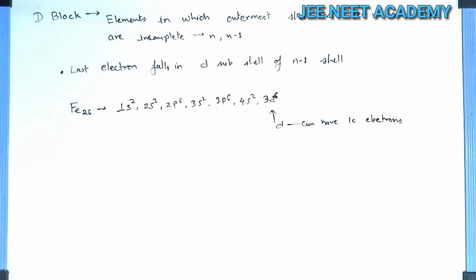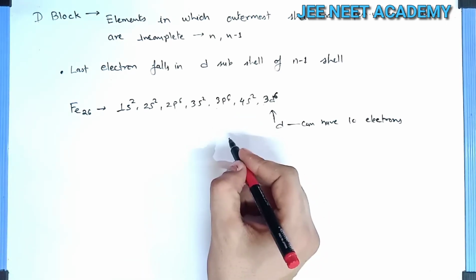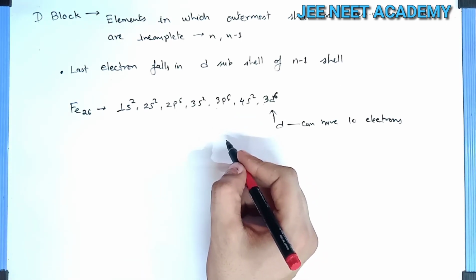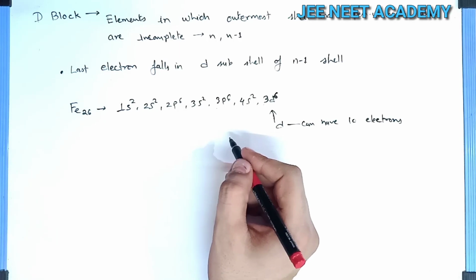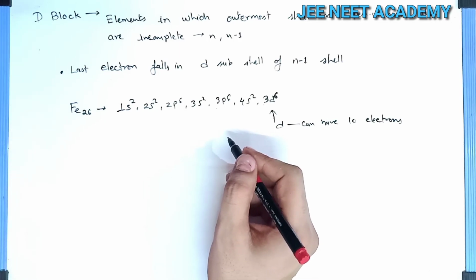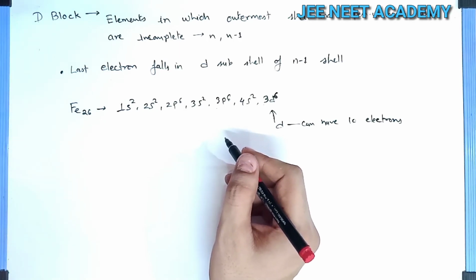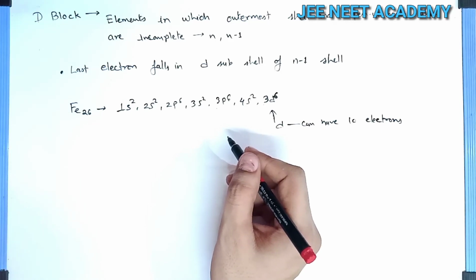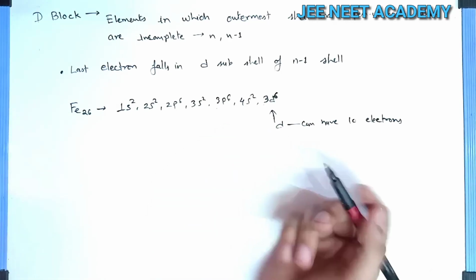There is a difference in S block and P block. In S block and P block elements, penultimate shells or inner shells are fully filled. But for D block elements, penultimate shells will be vacant.